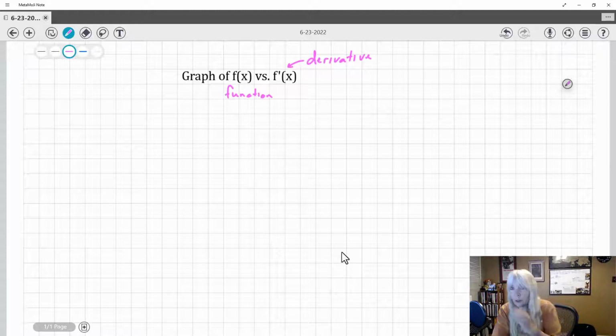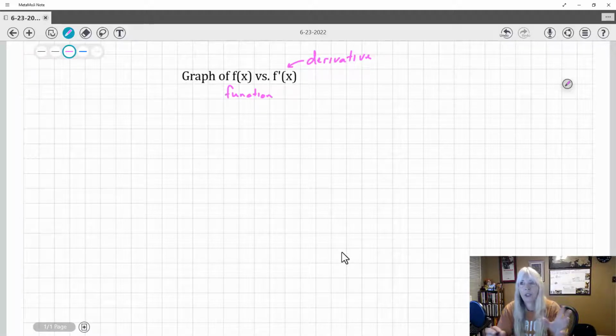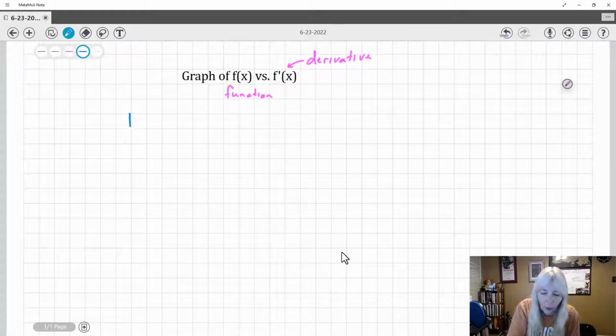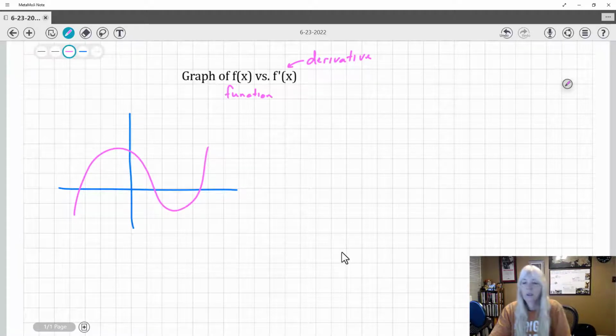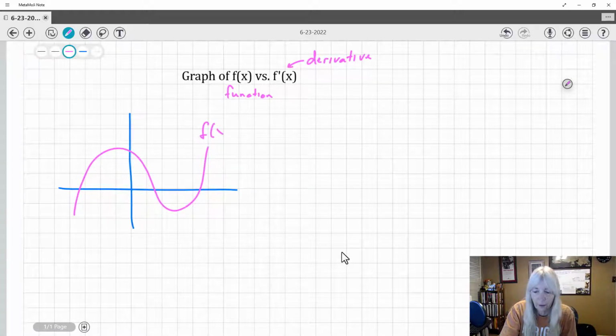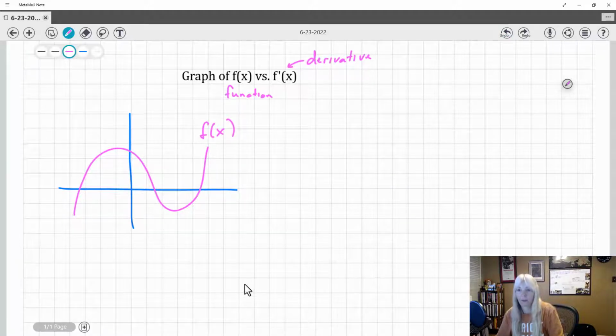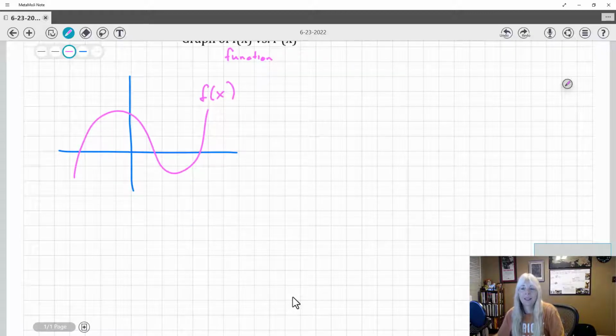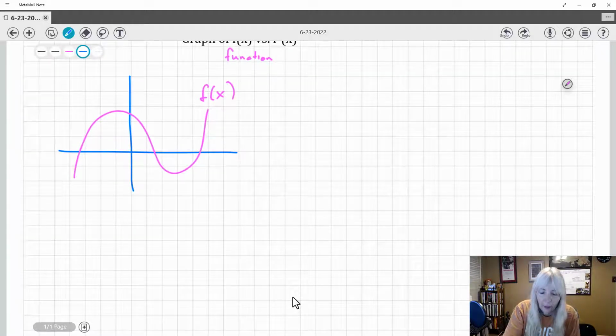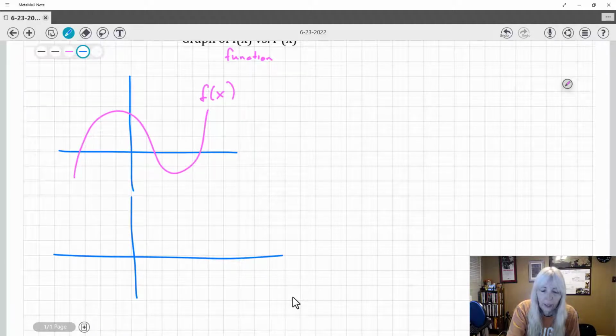So some teachers, the mean ones, will make you sit there and find the slope at a lot of points and do a graph. And maybe that's a good way to understand it, but I don't make you do that. So what I do is just say, have a general idea of what the graph would look like. So let's just pick a function. So there is my function, f of x. I tend to like to draw the graph of the derivative right below it, and you'll see why.